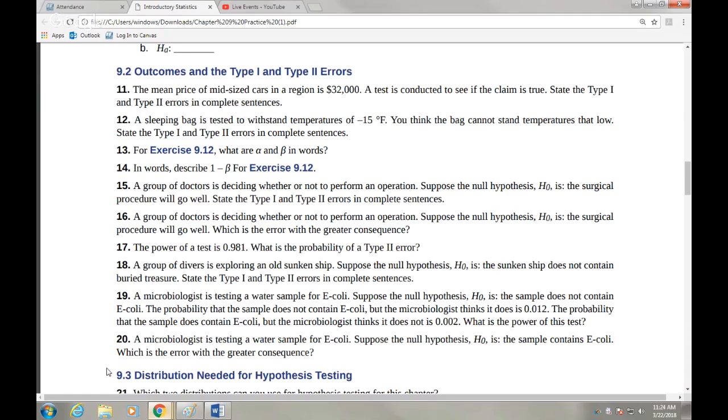Let's inspect 17. Seventeen's not good because it goes on. By the way, the answer I can just mention is 1 minus this. But this is kind of an incomplete question because we don't talk about the power of a test in general. We talk about the power of a test against a specific alternative usually. Okay?